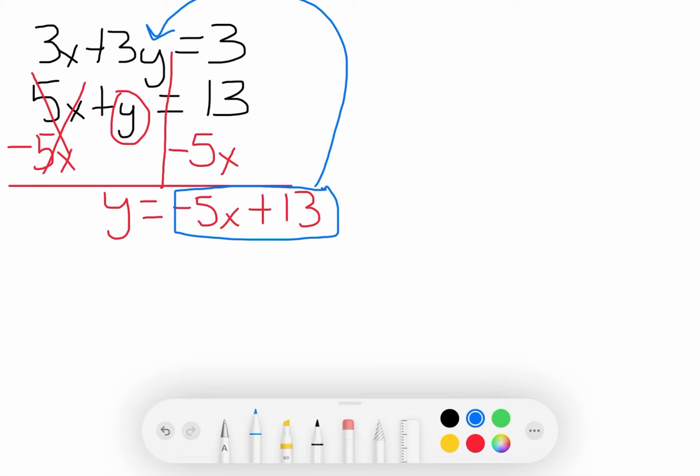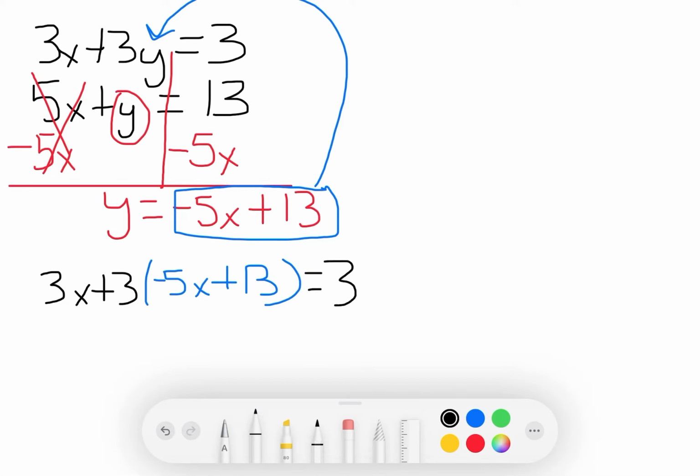So let me go ahead and rewrite my first equation as 3x plus 3 times -5x plus 13 equals 3. So now, as you can see, I rewrote that equation. I plugged in this expression for y, and now I'm going to distribute it.